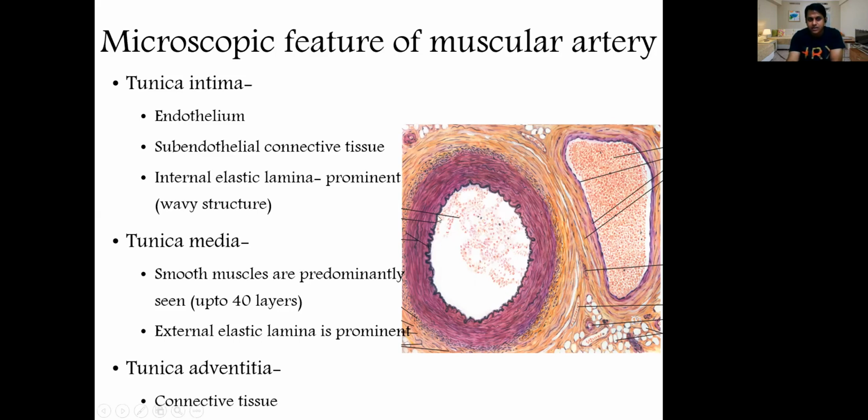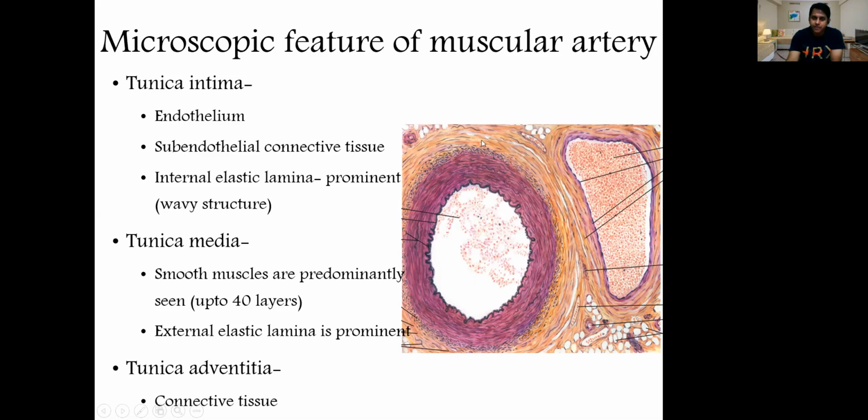Okay. The next comes the layer of the tunica media. The tunica media has predominantly the smooth muscles, and you can see up to 40 layers of muscle there. And again here, the external elastic lamina is clearly visible because of the smooth muscle nature of the tunica media, so that the elastic fibers could be differentiated, right?